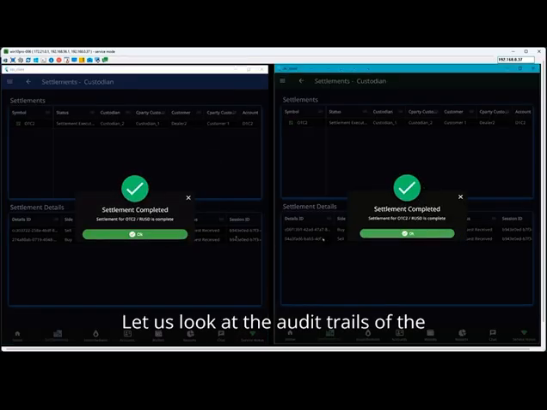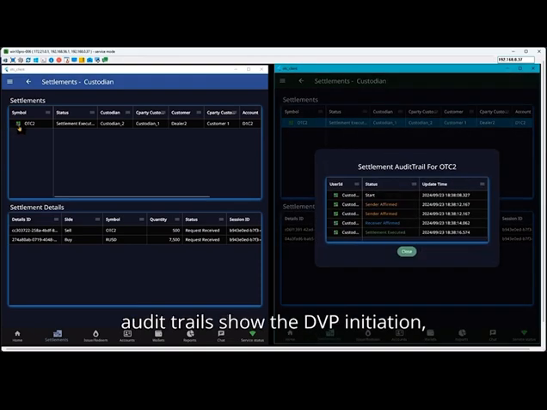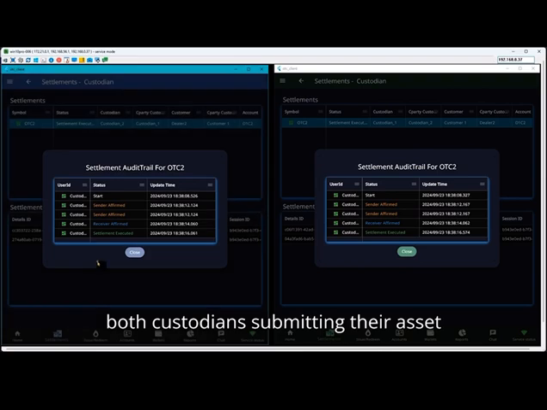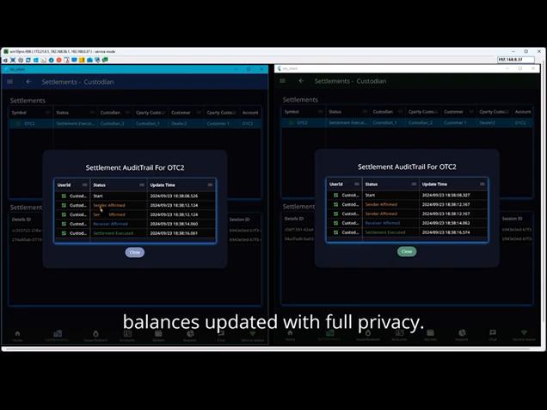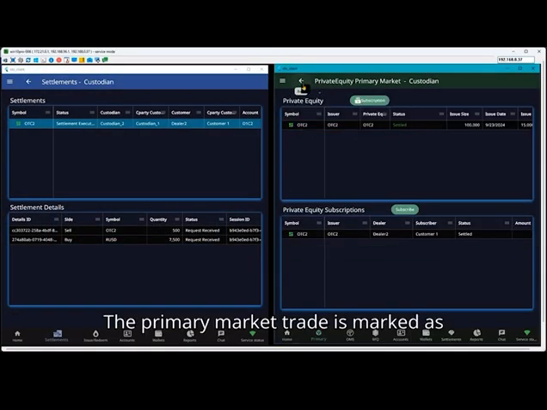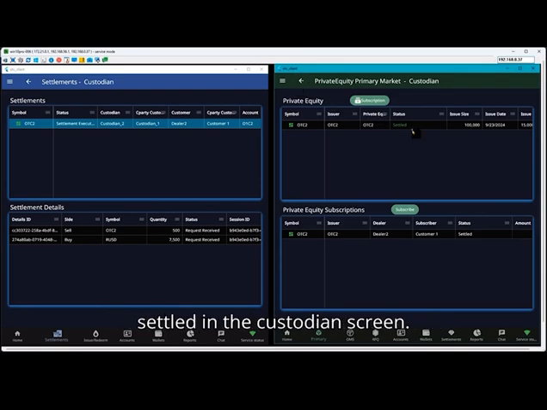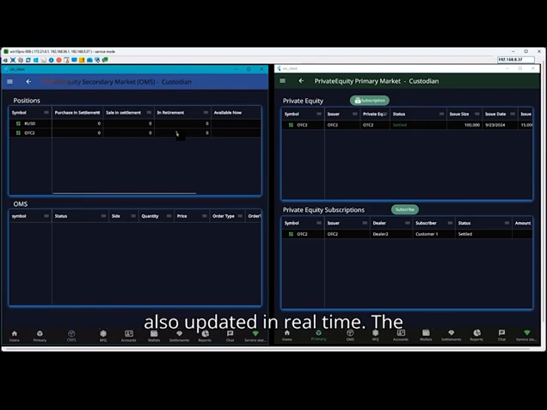Let us look at the audit trails of the settlement for both custodians. The audit trails show the DVP initiation, both custodians submitting their asset transfer proofs and then each verifying the transfer details. Finally, the settlement is executed in the Polymesh chain where the assets are exchanged and balances updated with full privacy. The primary market trade is marked as settled in the custodian screen. The private equity and cash positions are also updated in real time.